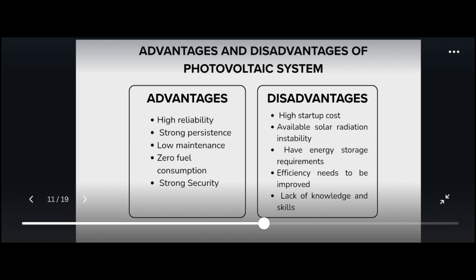Efficiency needs to be improved. In order for a PV system to be cost effective, we need to use an efficient method to distribute the energy generated during use. However, they are now often used to power inefficient appliances. Lack of knowledge and skills. Photovoltaic technology is an emerging technology. The lack of relevant information limits the development of its market and technologies.